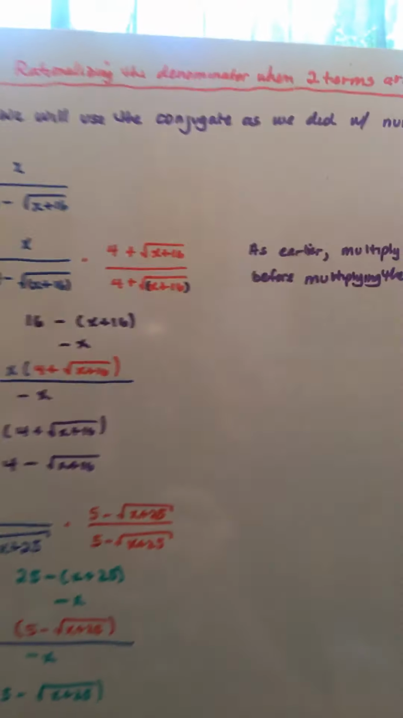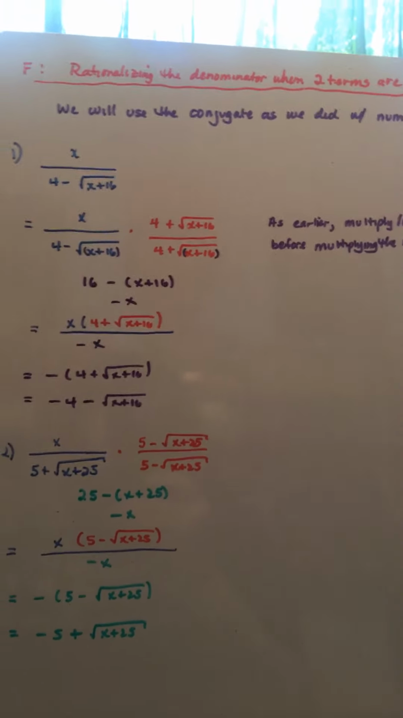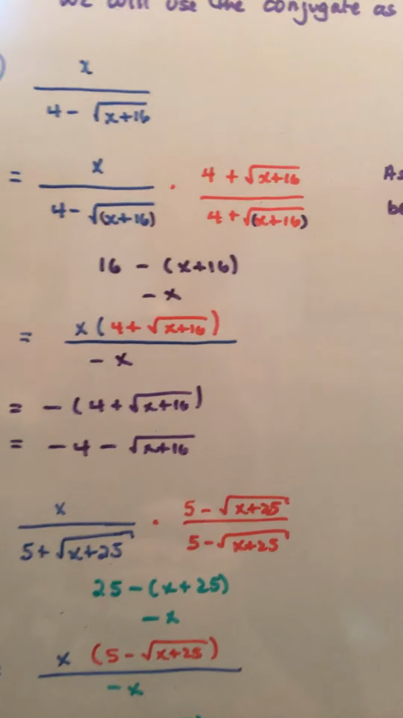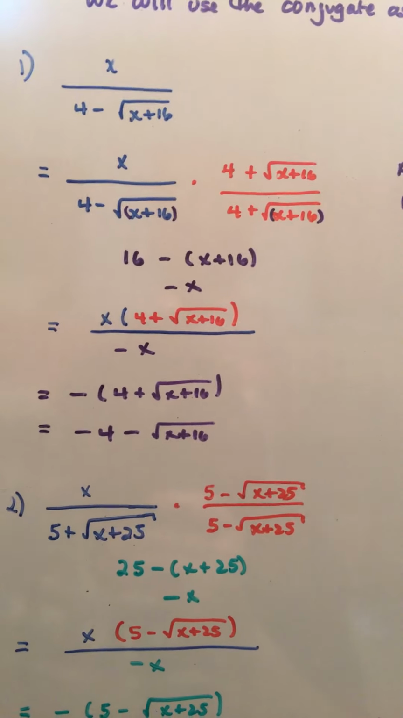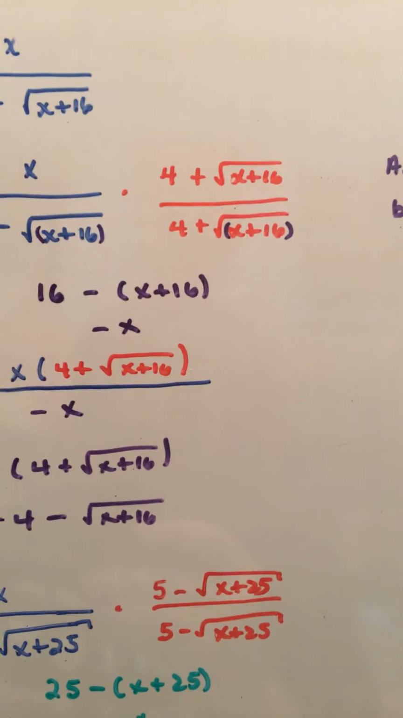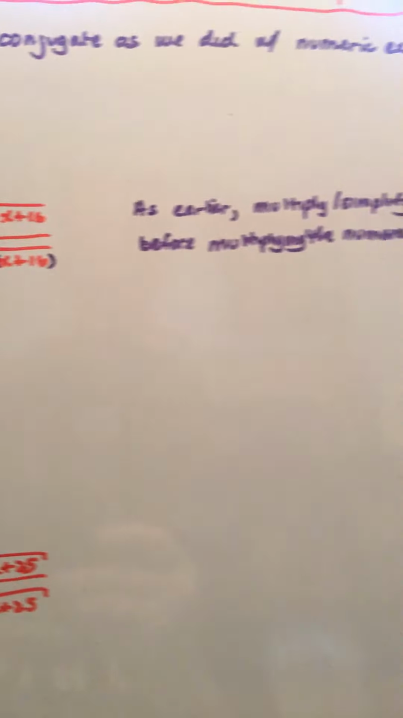Now, we're going to rationalize two terms when two terms are present. And notice we're going to do it just like we did with numeric expressions. We're going to use the conjugate. So I use the conjugate. Now remember, inside a square root, that term is actually a parenthesis. I showed it. The old calculators, you used to have to put in a parenthesis.